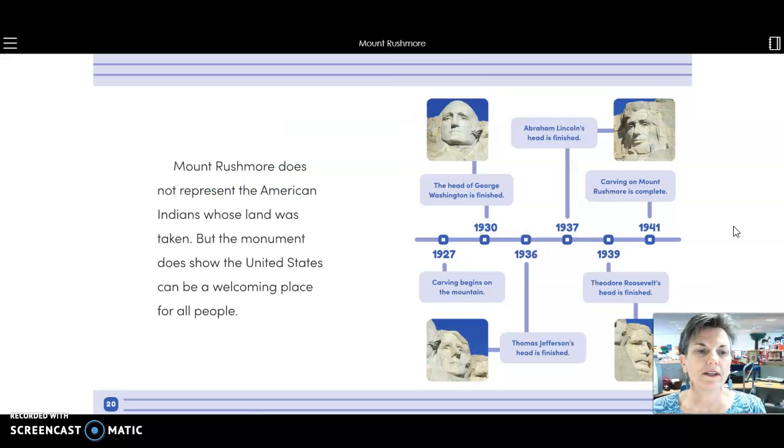Mount Rushmore does not represent the American Indians whose land was taken. But the monument does show the United States can be a welcoming place for all people. And what do we call this right here on this page? What is that called? You guessed it. You know your text features, second graders. It's called a timeline, right?